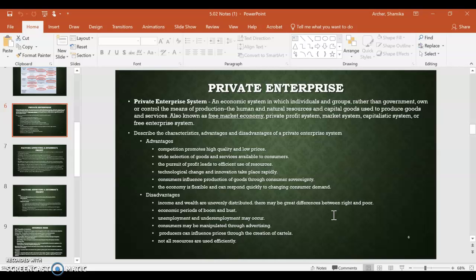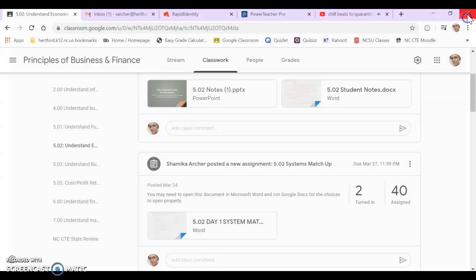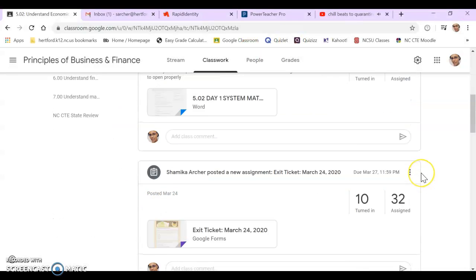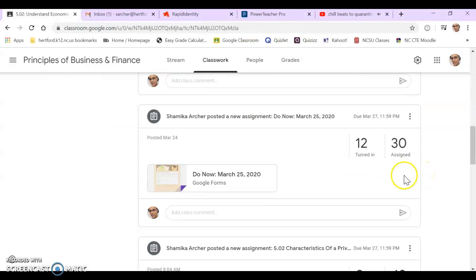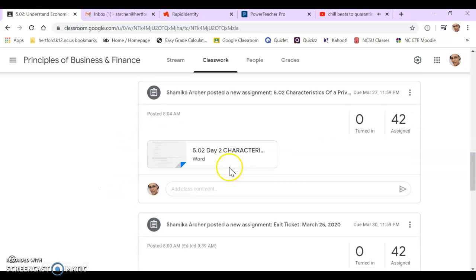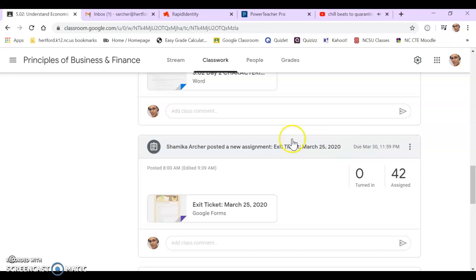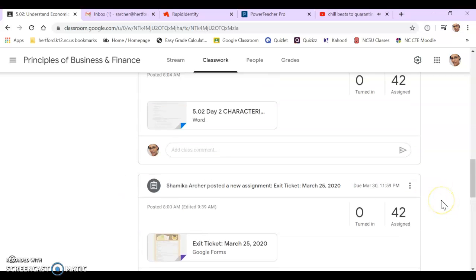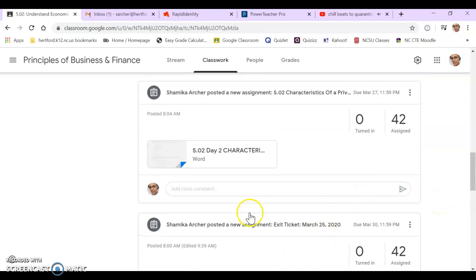You should complete the orange section of notes since it's only one slide. It wasn't a big slide today. The Do Now was posted yesterday, so you should be completing that. And then there's also the exit ticket. If you want to take a minute and get that done, that's fine.